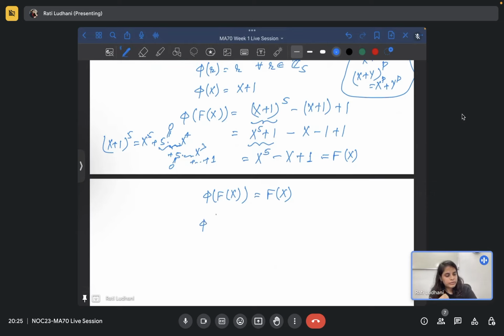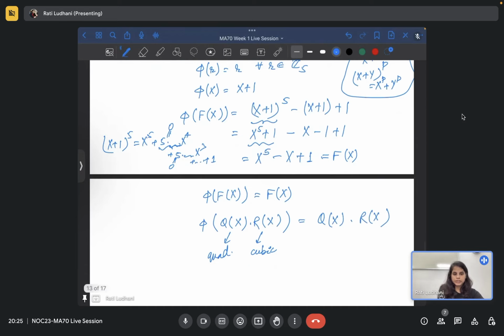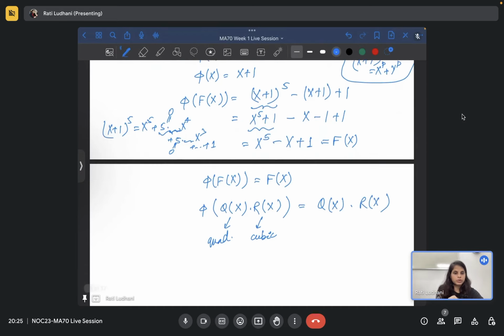So if f(x) splits into, let's say, q(x) into r(x), where this is a quadratic one and this is a cubic one, then phi of f(x) is the same as f(x), and phi is a ring homomorphism as we have proved. So this will be equal to q(x) into r(x), right?